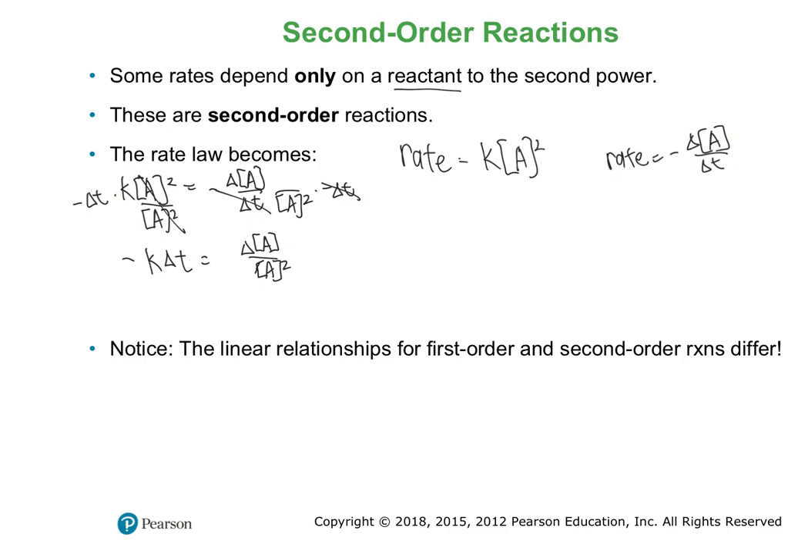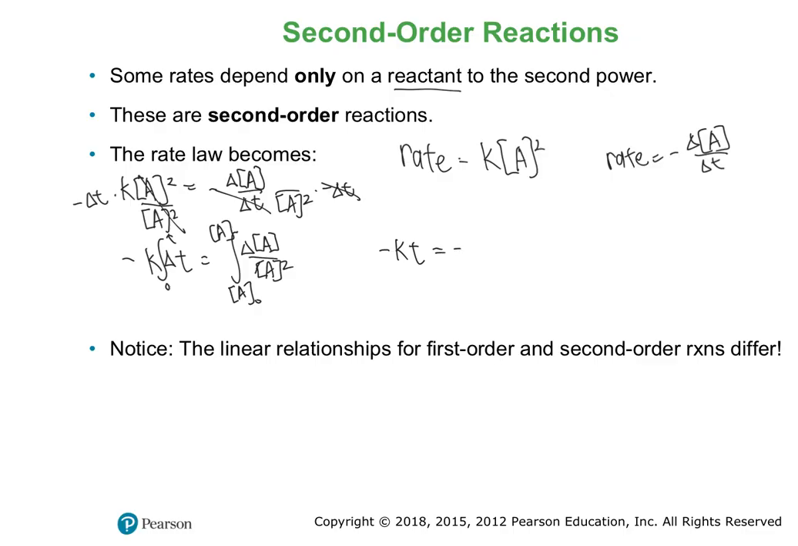So again, we're going to do some calculus. We're going to integrate from 0 to t and integrate from the initial concentration to the concentration at any point in time. So on the left-hand side, we again get the same thing, negative kt. And on the right-hand side, the integral of 1 over A squared is going to be negative 1 over A.